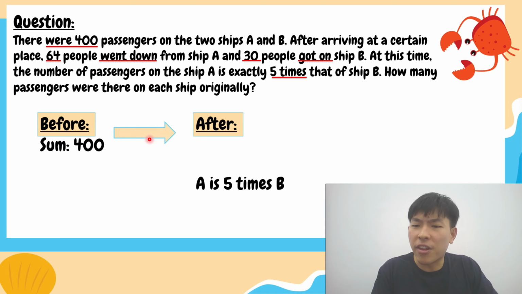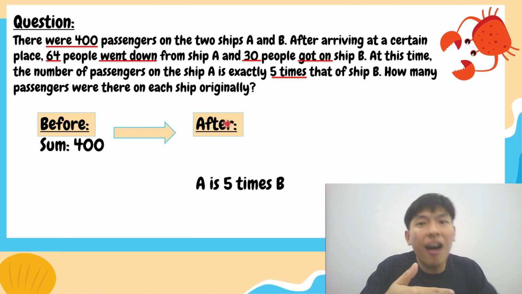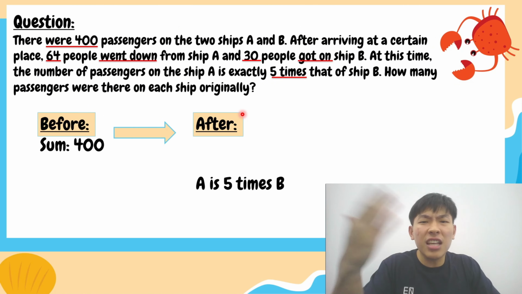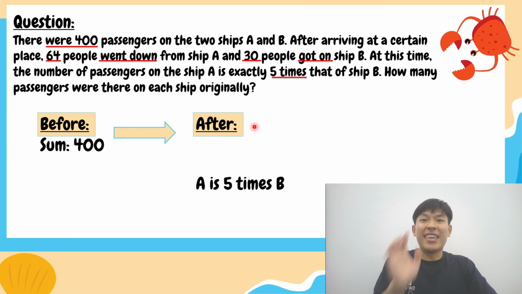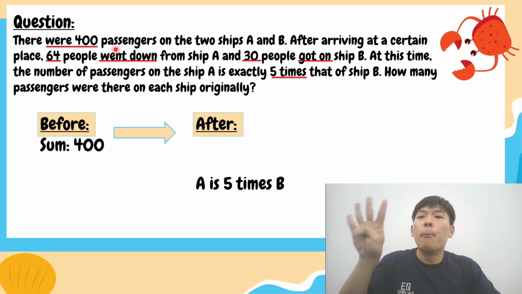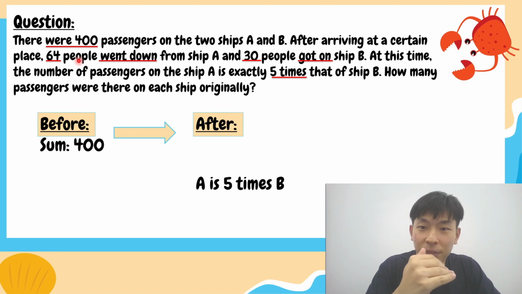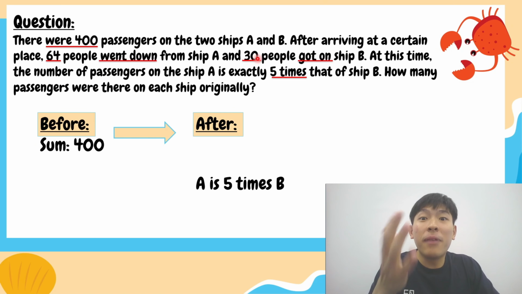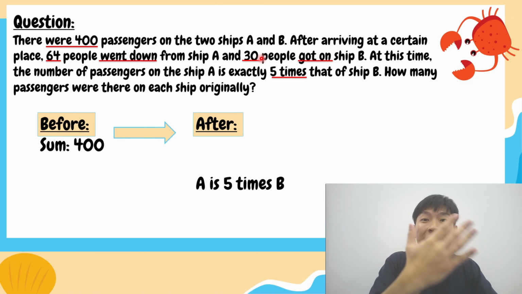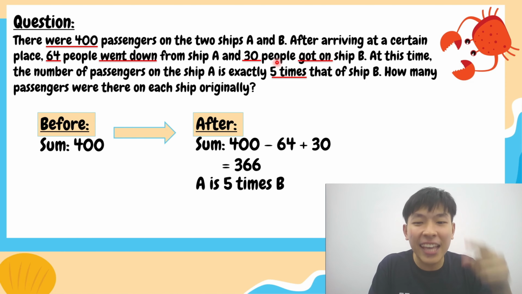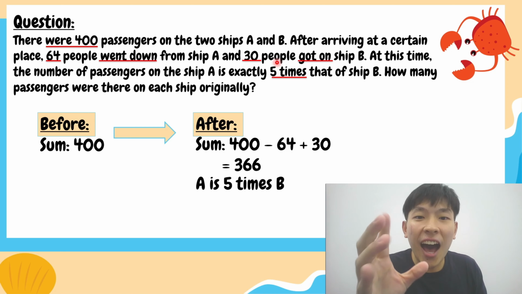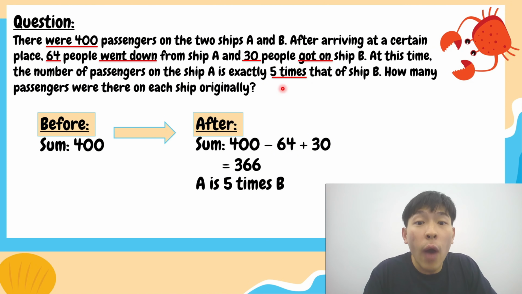Now, we know that there will be a change. 64 people went down, so the number decreased, and 30 people got on, so the number of passengers increases again. So how can we find the total sum after the change? Yes, exactly. We can take 400 minus the people who went down, so minus 64, then plus the people who got on, so plus 30. So 400 minus 64 plus 30, and we can get 366. Very good. So we have found the sum of the number of passengers when the number of passengers on ship A is 5 times that of ship B.